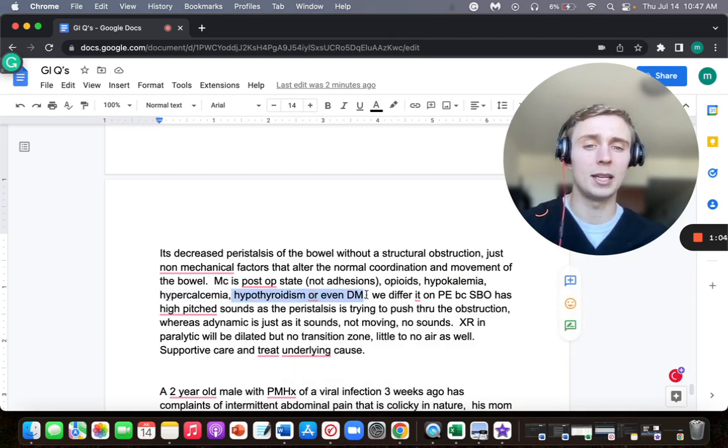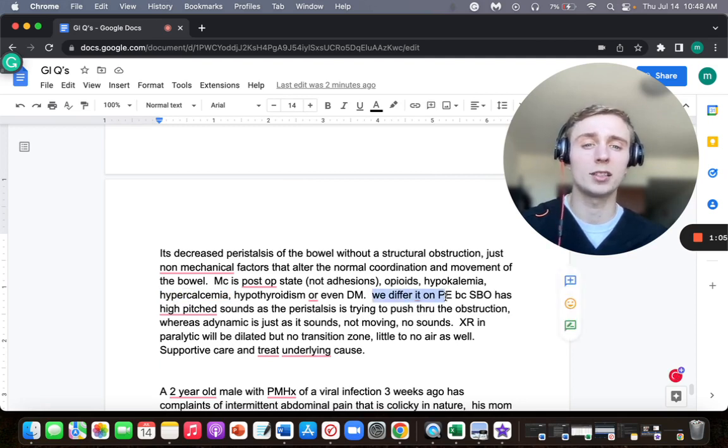Hypothyroidism, or even diabetes, where we lose that innervation over time to the GI tract, and that impairs the coordination of the peristalsis. So that could be even a diabetic neuropathy or a gastropathy, whatever is the nerve innervation to the GI tract. And again, hypercalcemia, how you can remember that is not only that mnemonic, but also hypocalcemia causes twitching and spasms and tetany and stuff like that. So the opposite would be hypercalcemia, so that would slow down things like that.